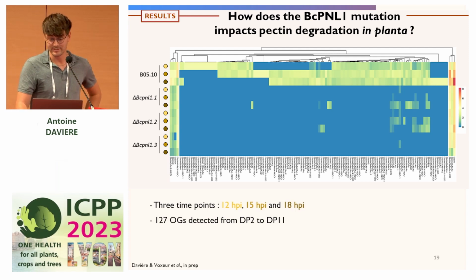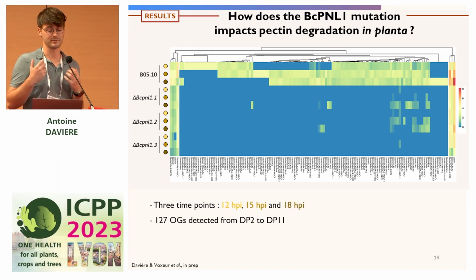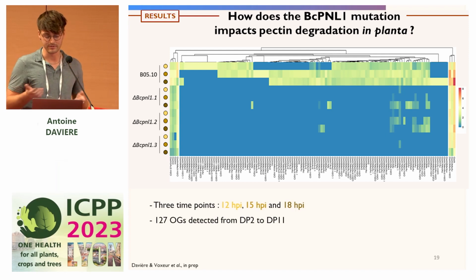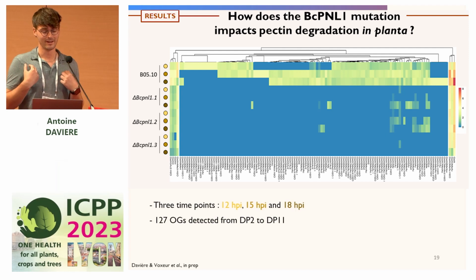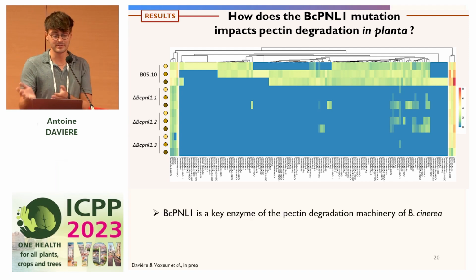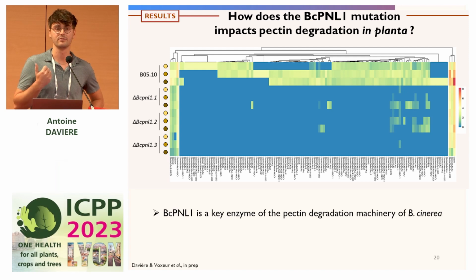So the message was that we studied the OG production during infection with the mutant, and we found that it was very striking that there is almost no OG production with the mutants. So you can't see, but you have to believe me. This result indicates that PNL1 is a key enzyme of the pectin degradation machinery of Botrytis.